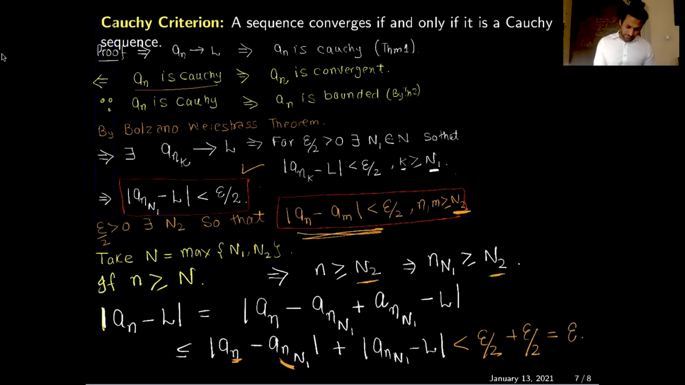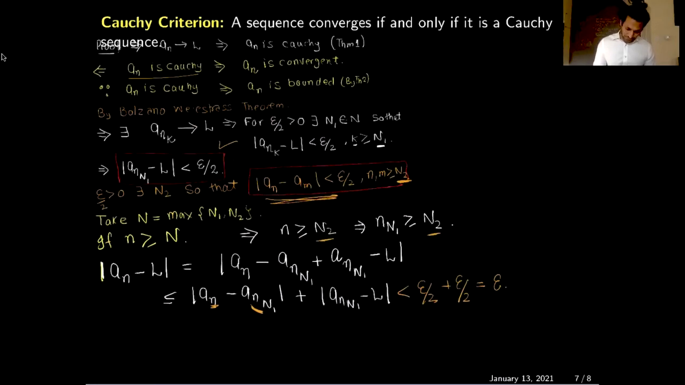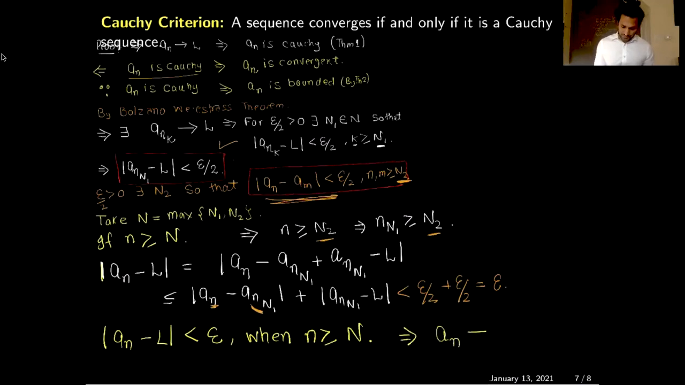Let me write one more time what we showed. We showed the difference between a_n and L is less than epsilon when n is bigger than or equal to that capital N. This implies the sequence a_n is convergent and it converges to L. So this completes the proof of our theorem.